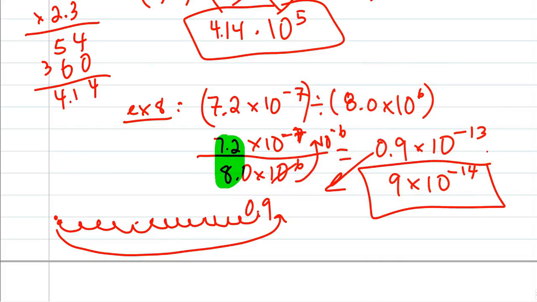So please feel free to use your calculator, but if you put 9e negative 14, I will not be giving you full credit for that. You need to write that in scientific notation.